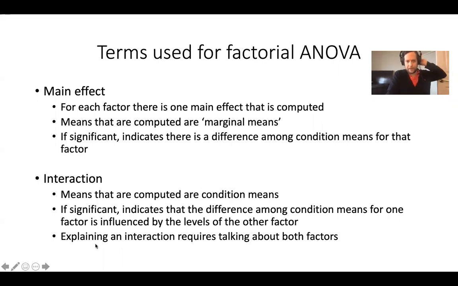An important thing about interactions is that they require talking about more than one factor. When you're talking about a main effect, you're only talking about one factor; you're comparing the levels of just one factor only. When you're talking about an interaction, you will always be talking about at least two different factors. That's why interactions are complex, because they're looking at the effects of two factors simultaneously.